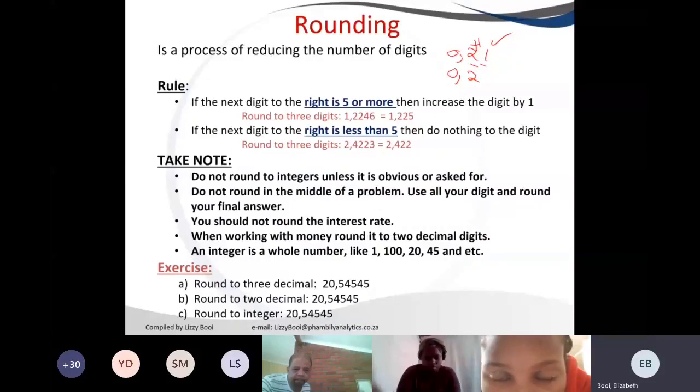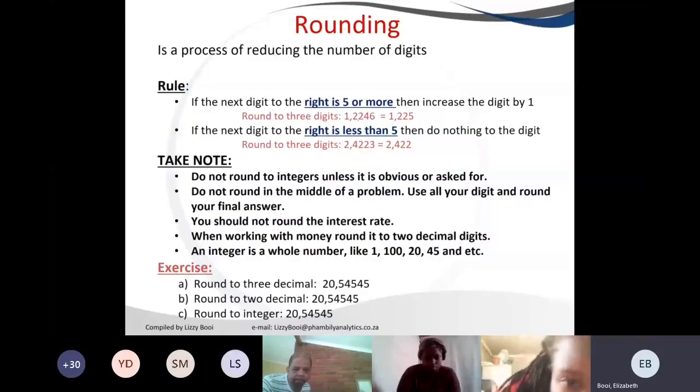So it means if I have 1,2246, and I want to round off this number to only 3 decimal places, it means there are 1, 2, 3, 4 places, and I only want 3 places. I want to stop at number 4. The rule says if the number to the right, which is 6, is bigger than or equals to 5, I must add 1 to 4. So the answer will be 1,225 because 6 is bigger than or equals to 5. Therefore, 4, I add 1 to it, it becomes 5.